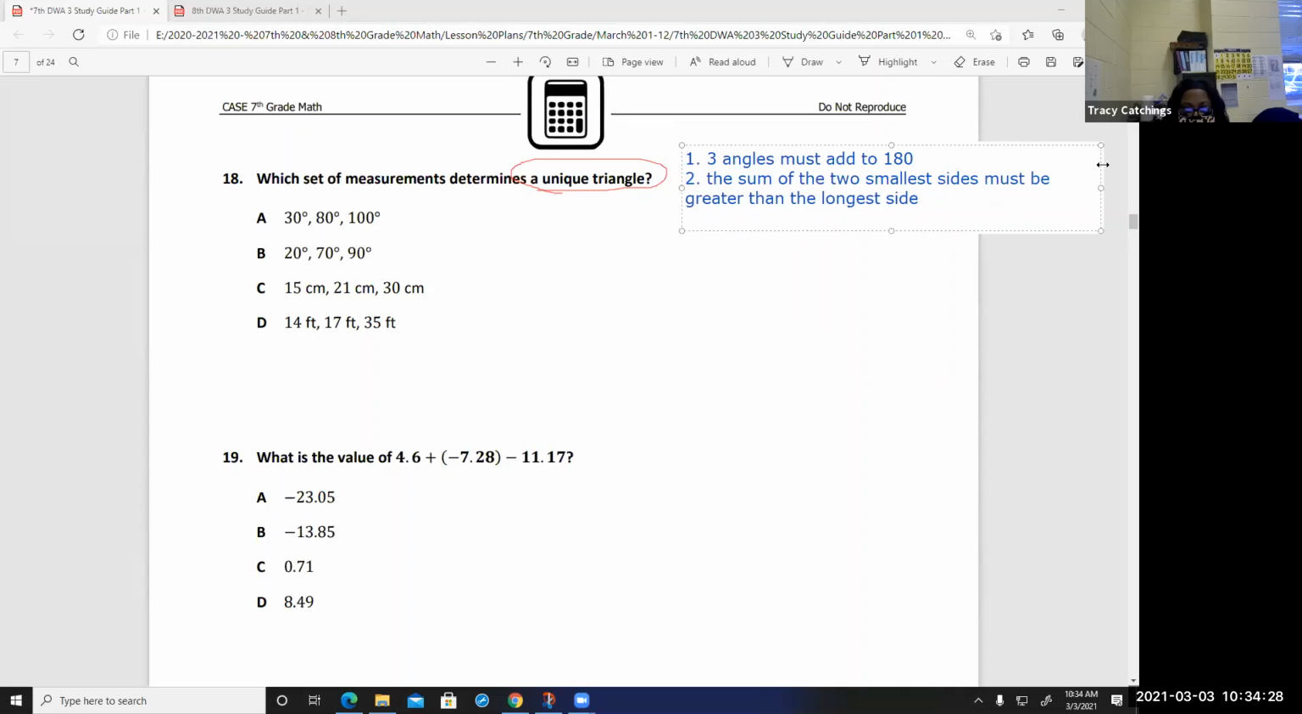Two rules of triangles, and we always confuse the 2. The one we know is add to 180, and then we try to do the same thing with side lengths, and it just doesn't work. All right, so A and B did give us angles. A, add them up.